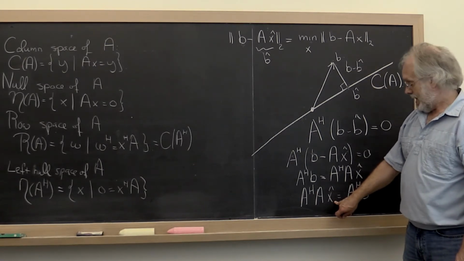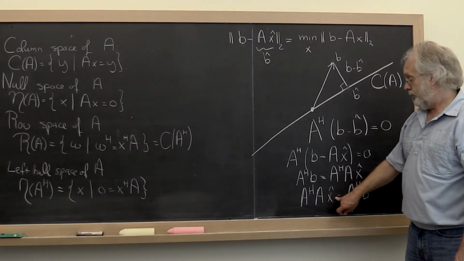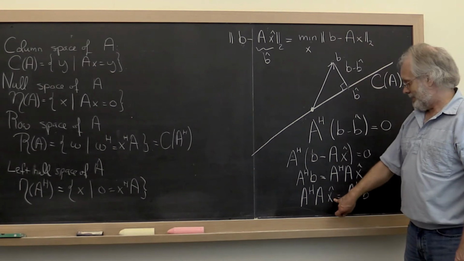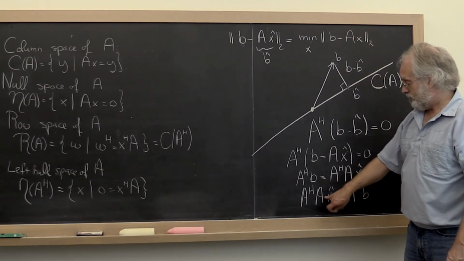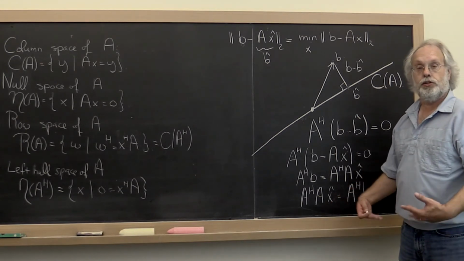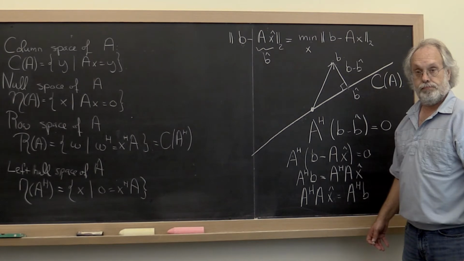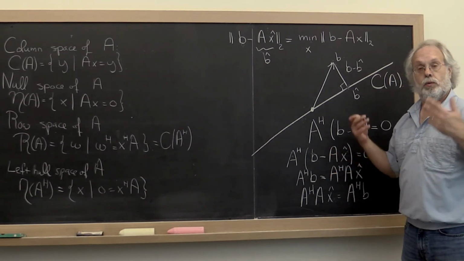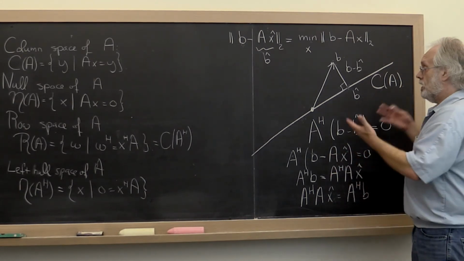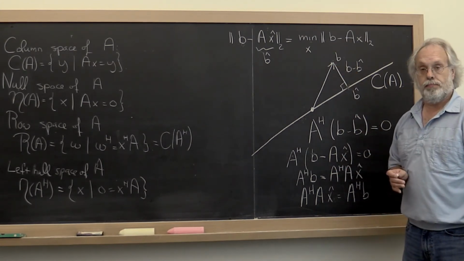This particular equation is known as the normal equation. And if you create this linear system and then you solve it, then you're using the method of normal equations. And bingo, we have our first way of solving the linear least squares problem.